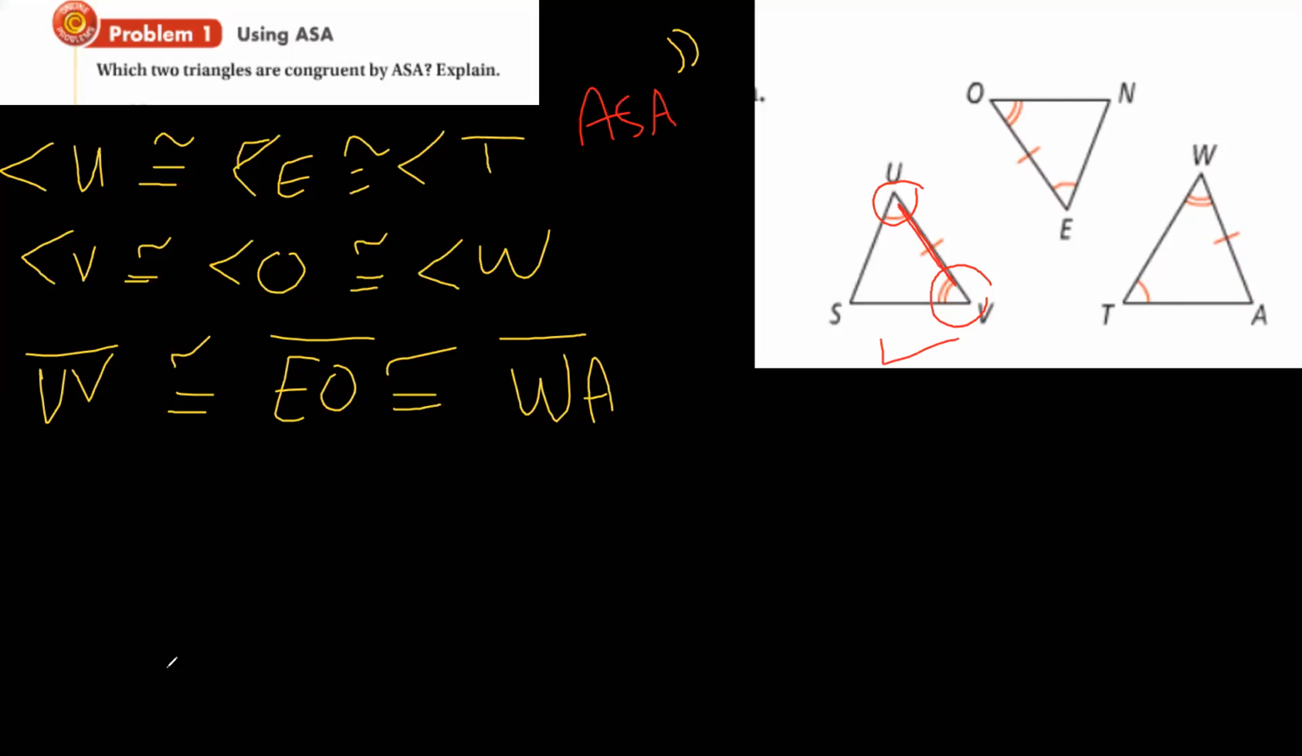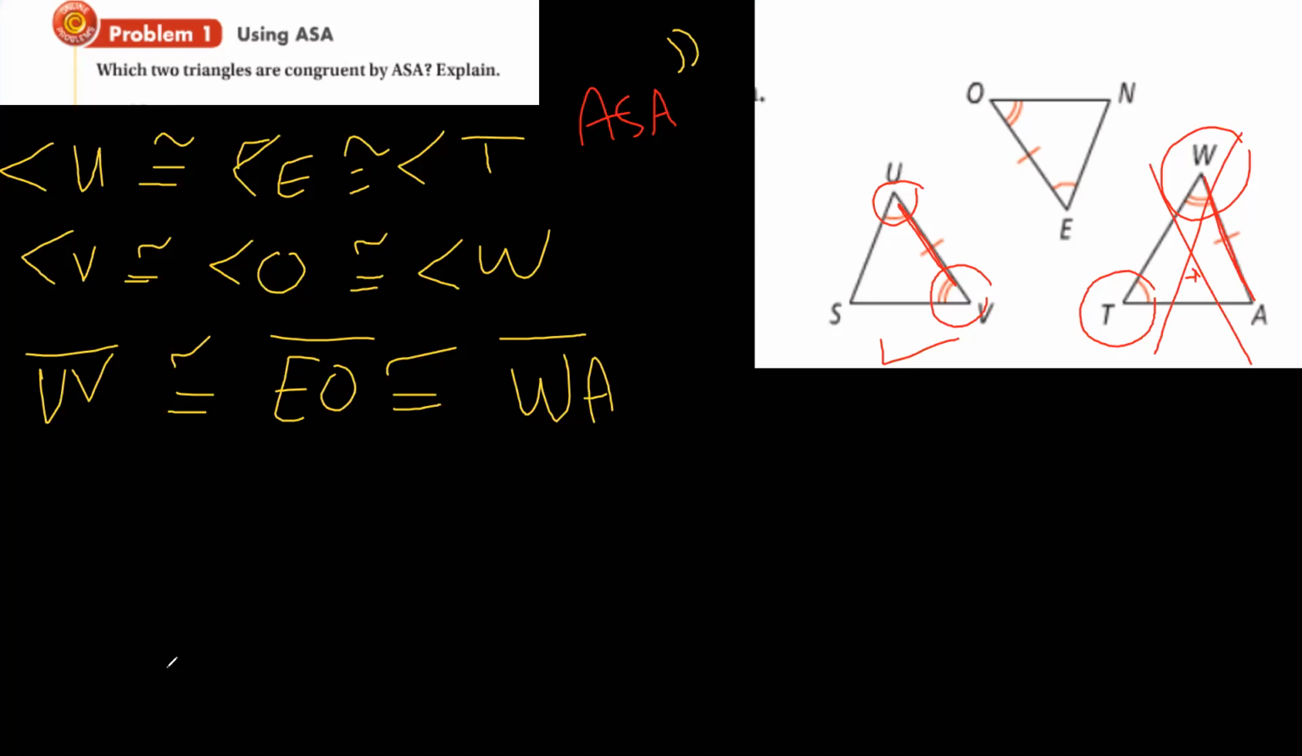Check now this triangle, WTA. Here I have this angle T, and I have this angle W. But my side here is not between angle T and angle W. Is it right? Yes, it's not between them. So I cannot use my postulate ASA.